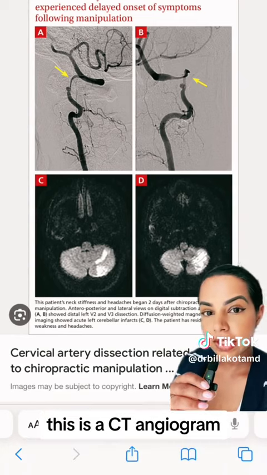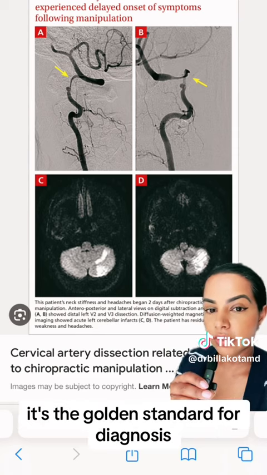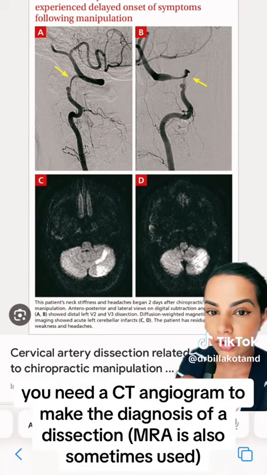This is a CT angiogram, which shows dissection and the clot. And that, by the way, is the golden standard for diagnosis. You need a CT angiogram to make the diagnosis of a dissection.